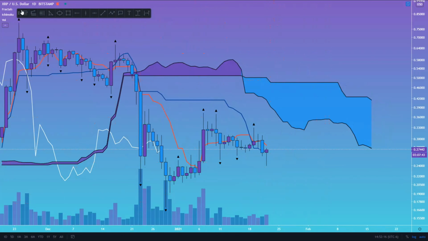So currently we're looking at XRP versus the US dollar. And when you take a look at this market, you see that the market is currently under the cloud, which is saying that we are bearish here.